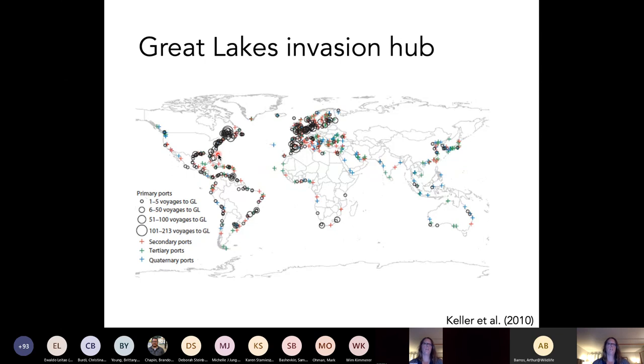With this analysis, they show that the Great Lakes is connected in one way or the other to ports essentially all over the globe. And so this analysis really confirms what we already knew, that a lot of freshwater invasive species are getting first established in the Great Lakes and then are moving into more inland water bodies from there.